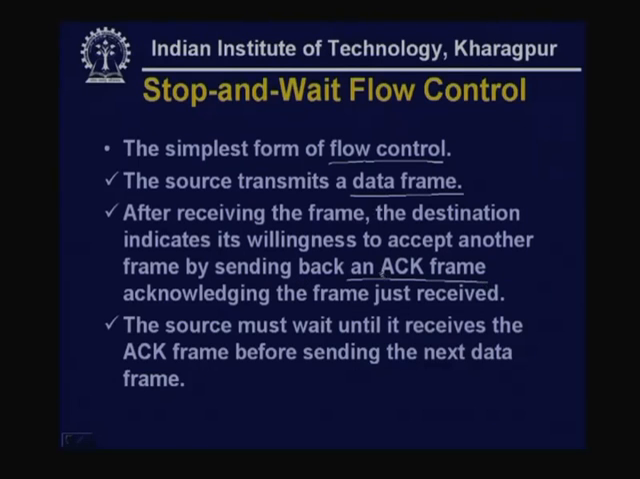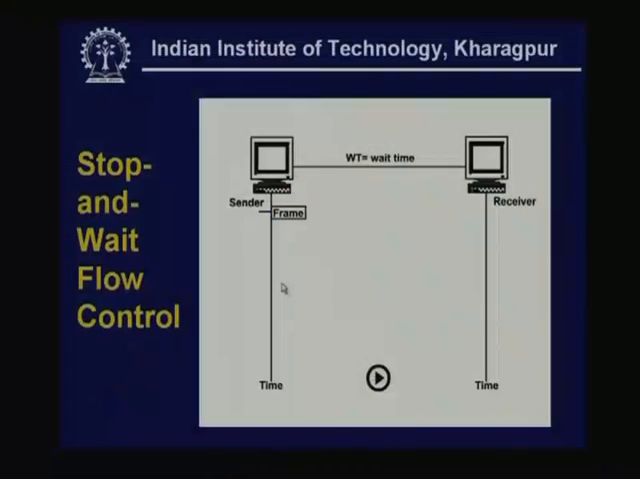So, the receiver, after receiving that frame, will send an acknowledgement, and it will indicate that a frame has been received already, so it is ready for receiving another frame. The source must wait until it receives the acknowledgement frame before sending the next data frame. This is the basic idea behind the stop and wait flow control. Let us see how it really works with the help of this animation.